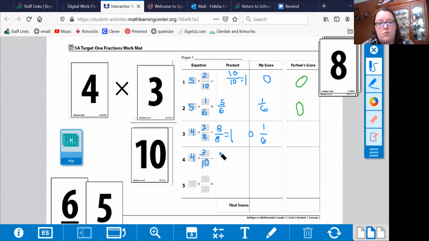So 4 times 3 is 12 out of the 10 I need to make a whole, which means, oops, this is 1 whole and 2 tenths, right? I can take one group of 10 out of 12, getting me the 1, and there's 2 left over. So my score from this round, 2 tenths. I think I'm going to change this one just so it's not quite as confusing. We'll add them all up at the end.